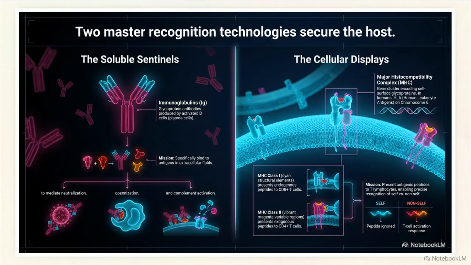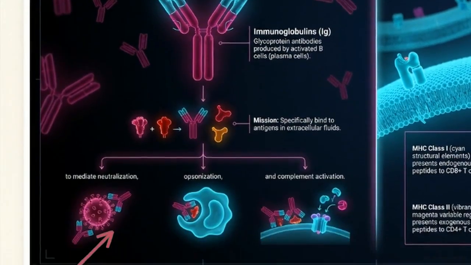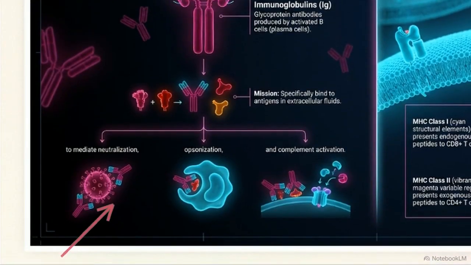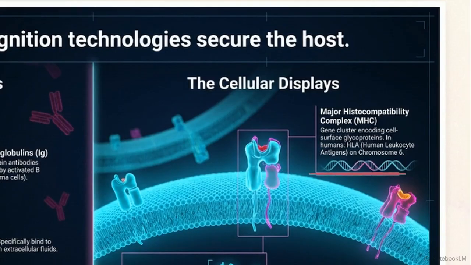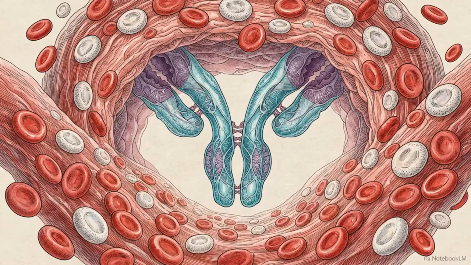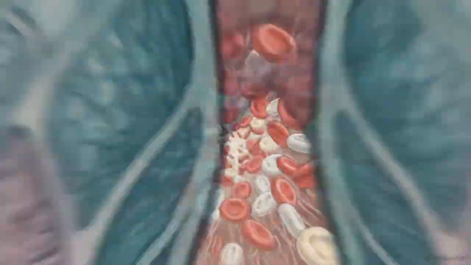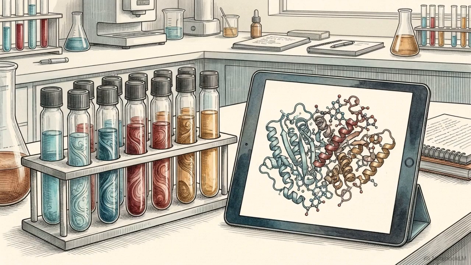The system relies on two completely different recognition technologies operating in parallel. The first pillar consists of the immunoglobulins. These are soluble sentinels. Their mission is to sweep through extracellular fluids, physically hunting down and neutralizing free-floating threats. The second pillar, the major histocompatibility complex, or MHC, operates on the cellular level. These are permanent cellular displays, anchored directly to the cell membrane, serving as diagnostic windows for T cells to scan. By tearing down the structural blueprints of these two distinct pillars, we can map the complete trajectory of an immune response, from the first atomic contact all the way to clinical pharmacology.